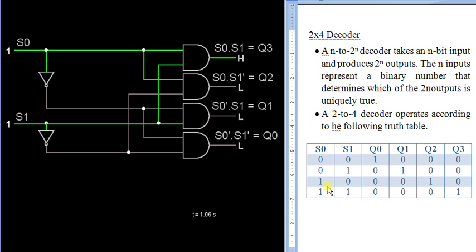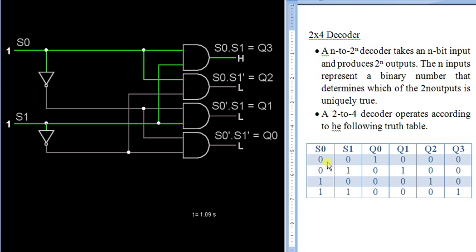Here is the truth table for the 2 cross 4 decoder, which has 2 input lines and 4 output lines. In a decoder, at any particular time, only one output line will be high and the remaining three lines are low. In a 2 cross 4 decoder, at any particular time one output will be high, remaining three outputs will be low.